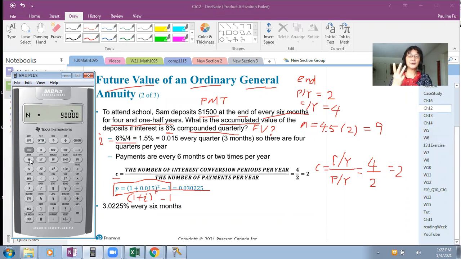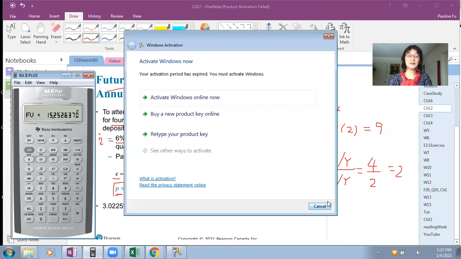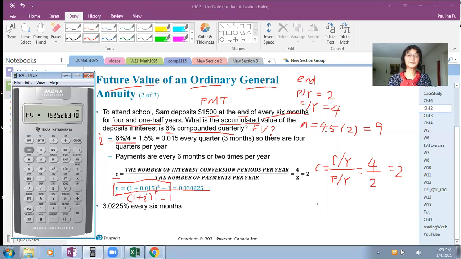Now you have entered 3 numbers. Remember, you always need to enter 4 numbers. So the next number you need to enter is 0 for PV, as a precaution to clear any previous entries. Last step, compute FV. And this is the future value. It is the same number as we got using the formula.